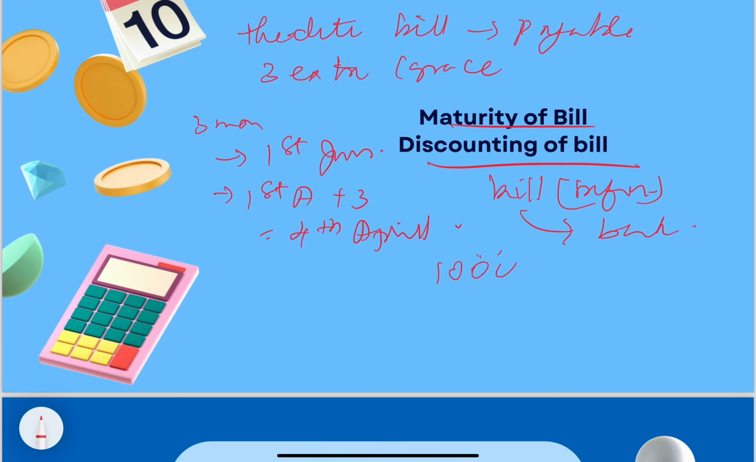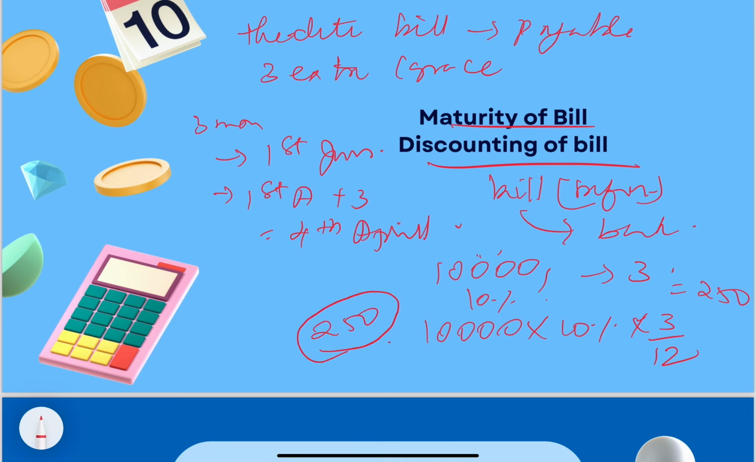Example, bill amount is 10,000. Okay, maturity is in 3 months. Bank discounts it today at 10% per annum. So discount is 10,000 into 10% into 3 by 12. That would be 250 rupees. So the bank will hold 250 rupees, and then will pay you 9750. So that is the thing.